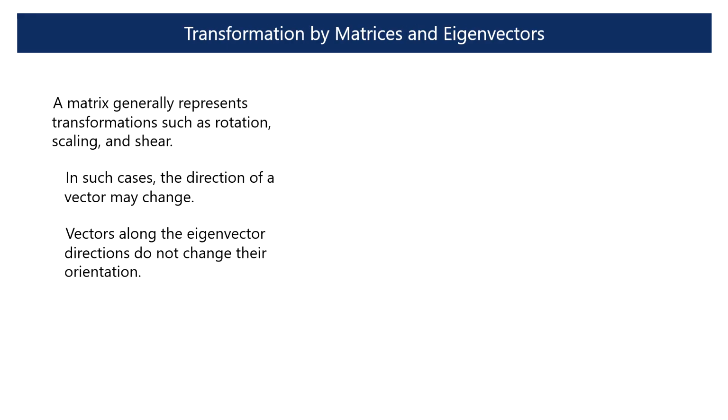A matrix generally represents transformations such as rotation, scaling, and shear. In such cases, the direction of a vector may change. However, vectors along the eigenvector directions do not change their orientation. They only stretch or shrink.